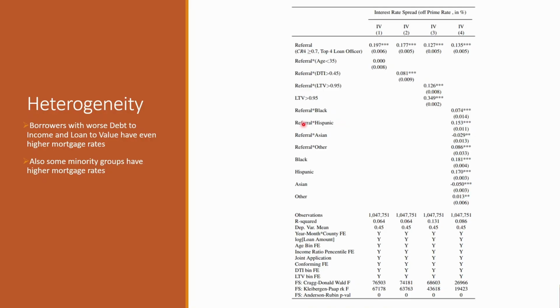And they also find some interactions on the basis of race too. So you get worse deals if you're Black or Hispanic. So interacted with referral, your rates go higher. It's reverse for Asian for some reason. So there are some minority group implications here for the referral networks.